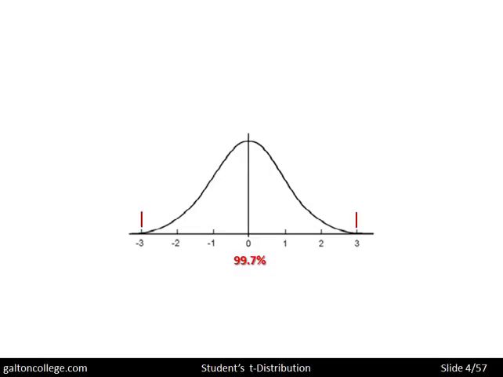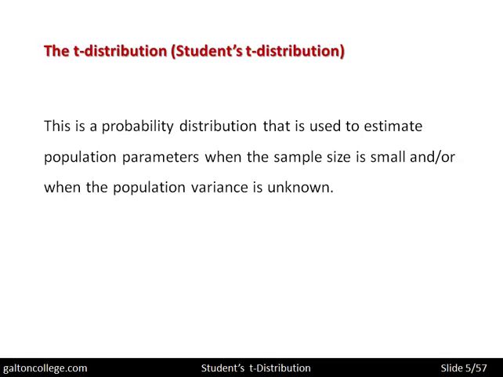It won't be 100 because actually this curve does not touch the axis. This curve is asymptotic, we say, to the axis. It approaches the axis continuously, but never actually touches. Now, Student's t-distribution. This is the probability distribution that is used to estimate population parameters when the population size is small and or when the population variance is unknown.